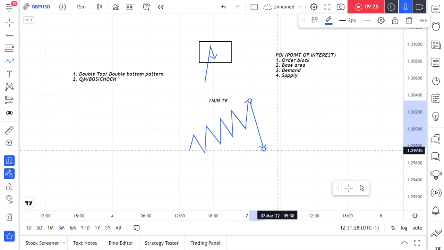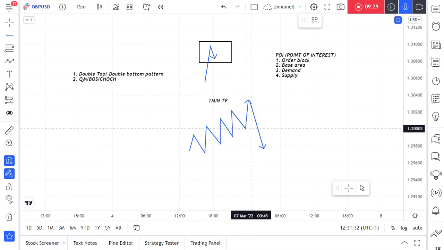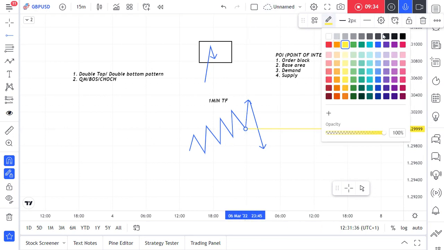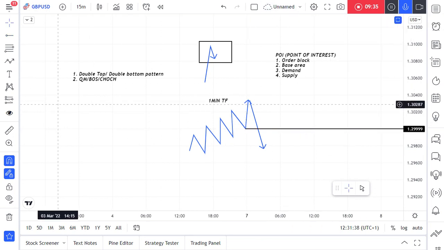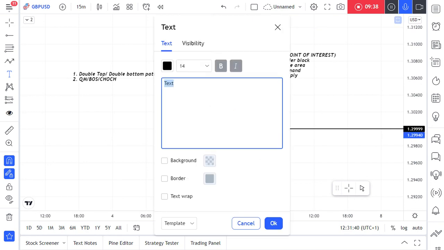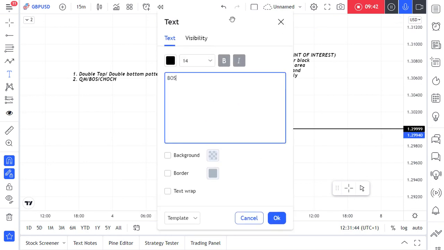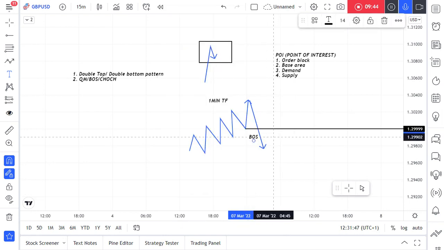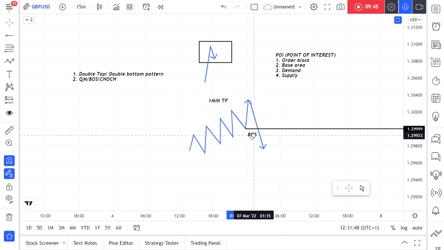Okay, so at this point, you see that price broke a structure at this area. Okay, so at this area, you notice that price gave us a break of structure, BOS.